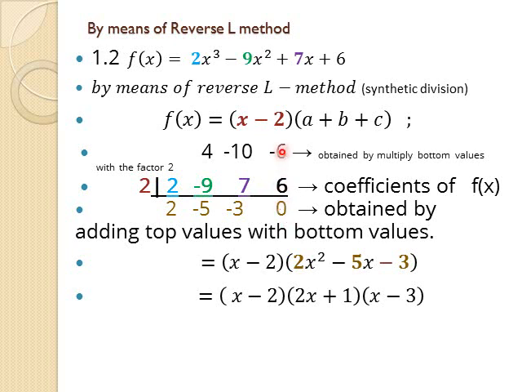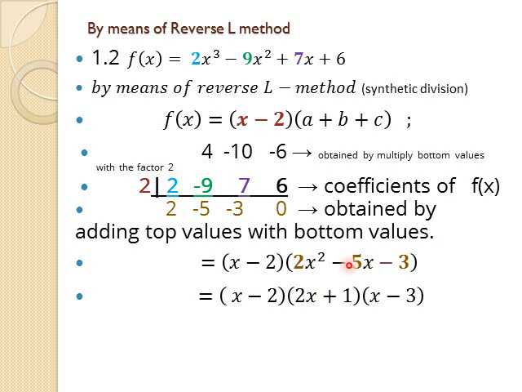If you don't get 0 here, you've done something wrong. But as you can see now, I've completed my factorization. I have x minus 2, and that becomes 2x squared minus 5x minus 3. I factorize further: 2x times x minus 3 times 1, 1x minus 6x gives me minus 5x.